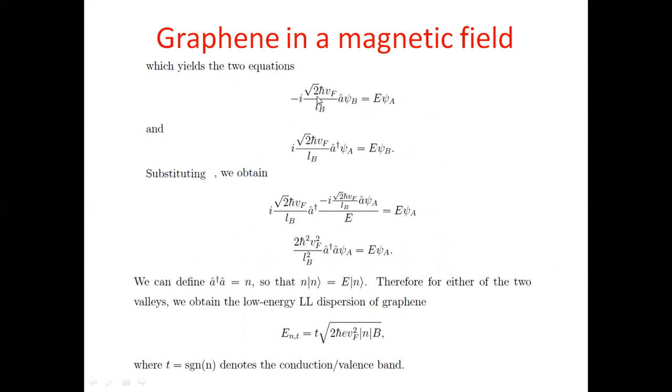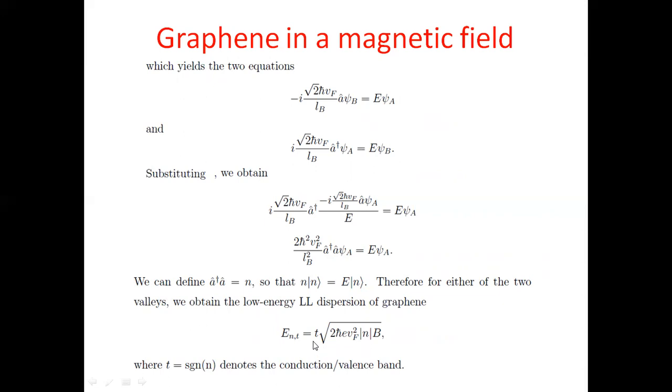So these yield two equations, as minus i times square root of 2, vf over lB, a psi B equal to E psi A. And similarly for the other equation, we have this. Now substituting this equation into this, or this equation into this, we obtain this value. So here a dagger a is acting on psi, so a dagger a is equal to n, and this equation can be written in terms of the Landau level quantum number n.